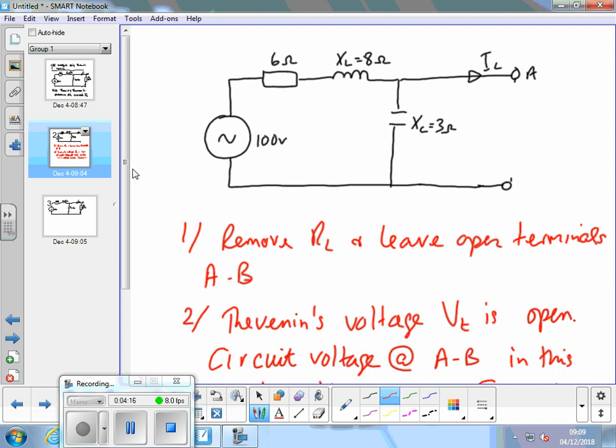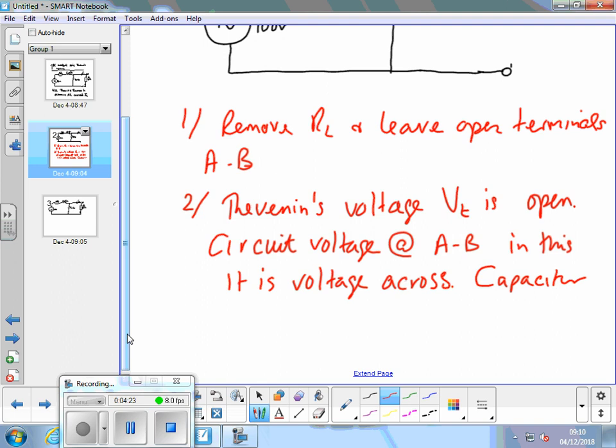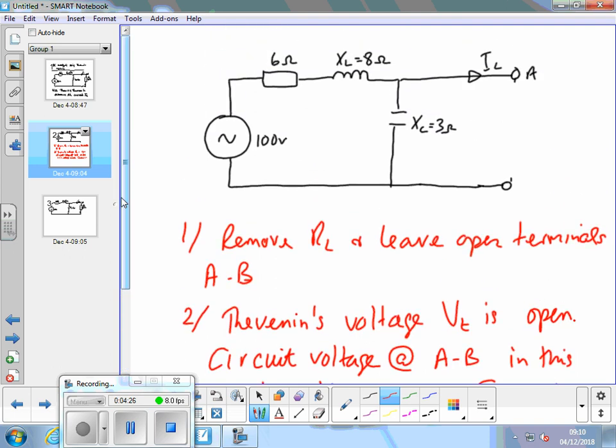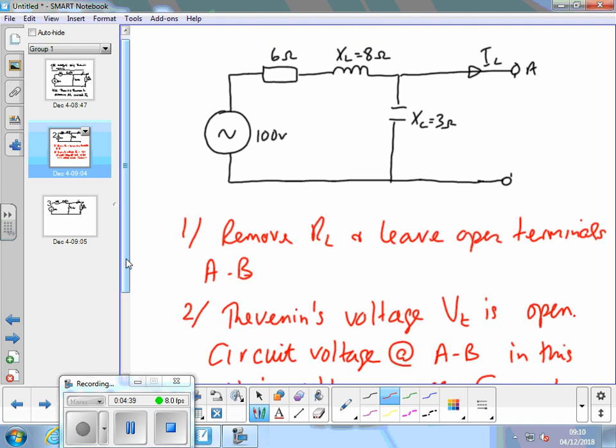We're working in degrees today, by the way, so all calculators in degrees. I've not complicated this question by giving you a frequency. I've given you XL and XC directly. So, how do we go about finding this voltage across here, which is V Thevenin's? What do we need to do?